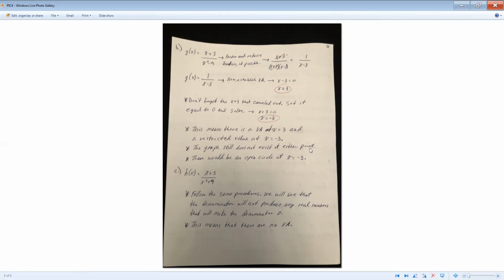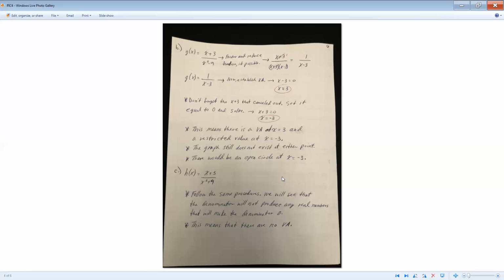But I cannot forget how my function was set up in its original state. X plus 3 was in my denominator, so I have to account for that. Set that equal to 0, that gives me x equal to negative 3. So what that means is that I have a vertical asymptote at x equal to 3 and a restricted value at x equal to negative 3. So the graph doesn't exist at either point. It's just that I would have a vertical asymptote at x equal to 3, and then I would have an open circle at x equal to negative 3.